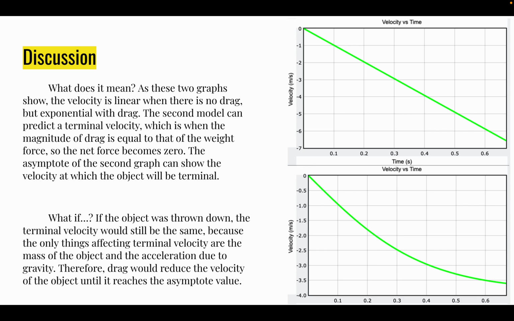If the object was thrown down, the terminal velocity would still be the same because the only things affecting terminal velocity are the mass of the object and the acceleration due to gravity in this case. So therefore, the drag would reduce the velocity of the object, or the magnitude of the velocity of the object, until it reaches the asymptote value.